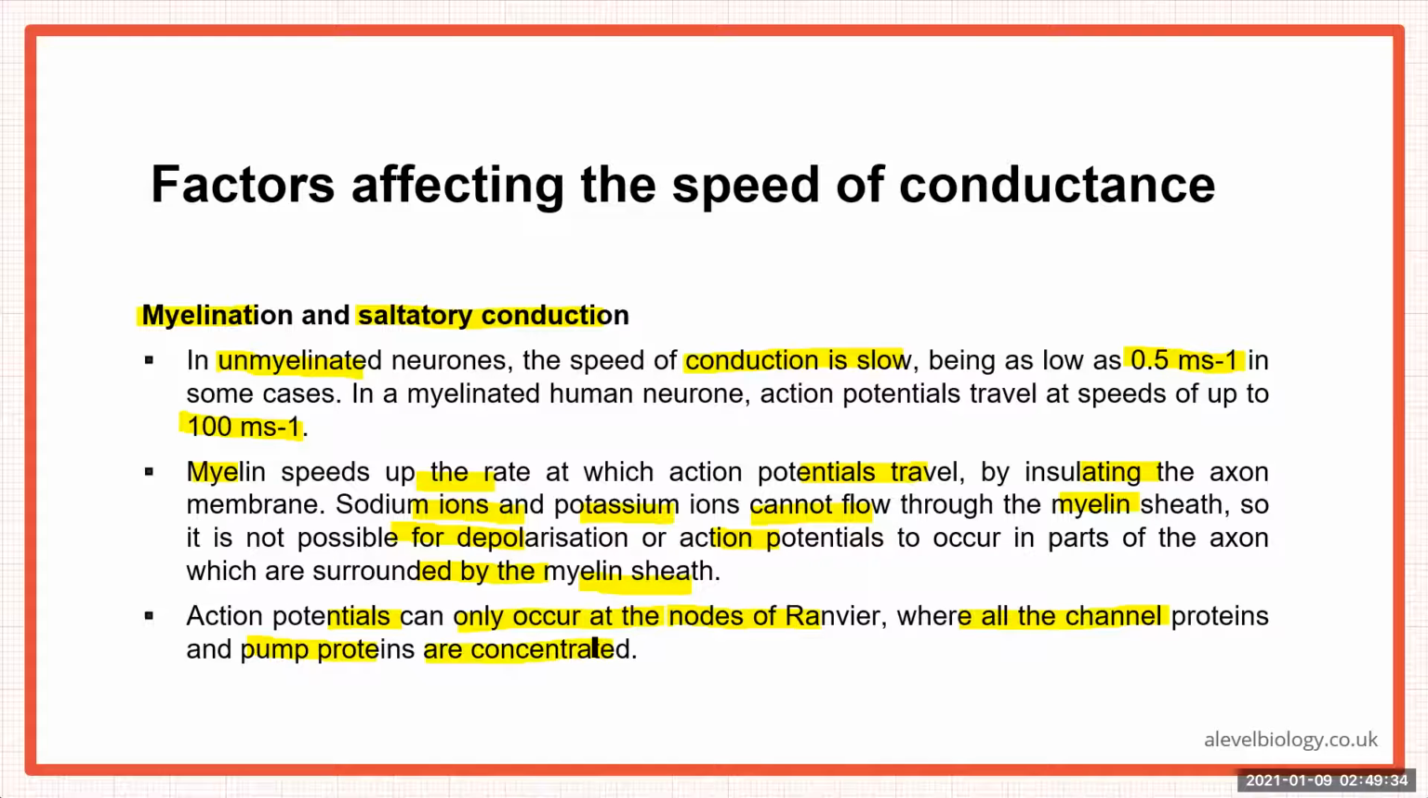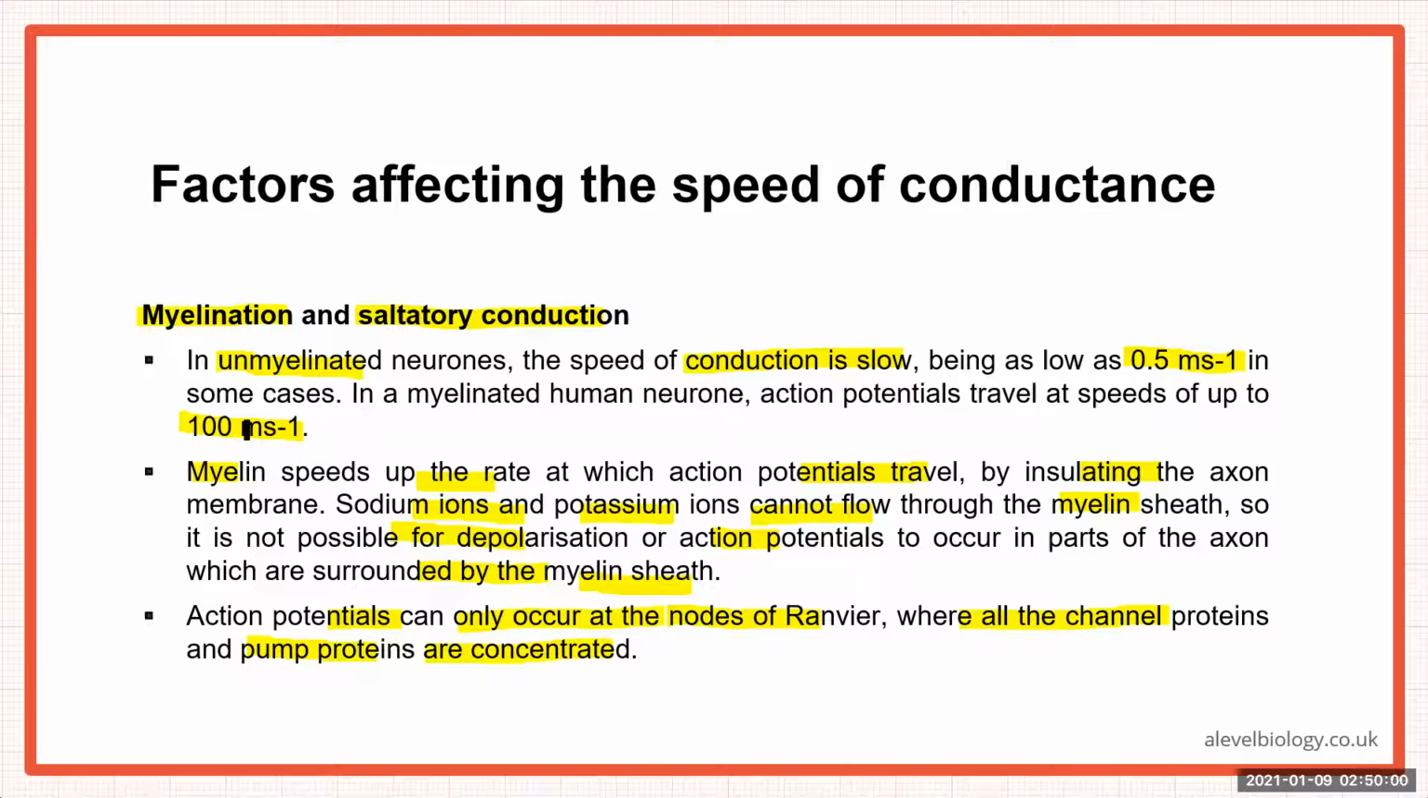Got it? This is what we call saltatory conduction. That's why we say they jump from one node to the next. So if the axon is myelinated, the speed would be more, around 100 meters per second, because it would take less time for this nerve impulse to jump from one node to the next, right?